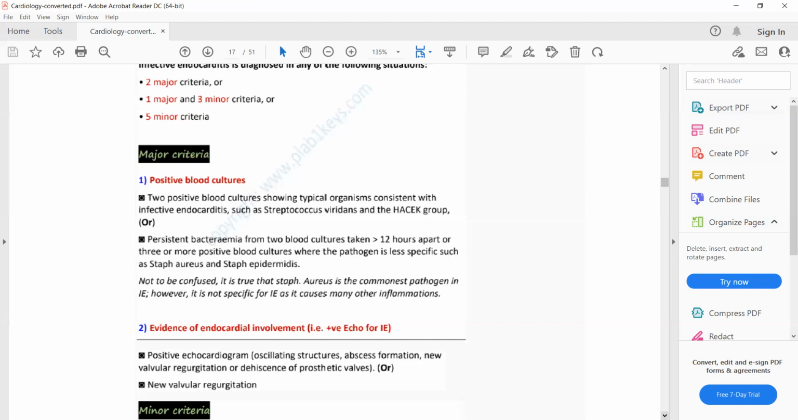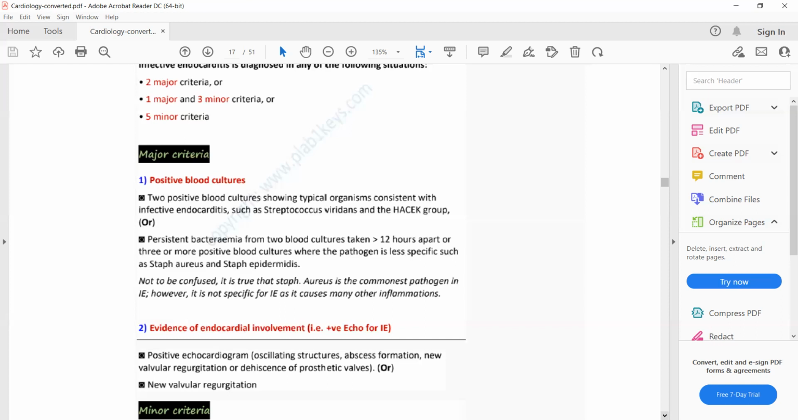So two positive blood cultures with typical bacteria, and three or more positive blood cultures where the pathogen is less specific, such as Staph aureus and Staph epidermidis. For Staph aureus and Staph epidermidis, there should be three or more positive blood cultures because they are not specific for infective endocarditis only. They can cause other infections as well. So this is the first major criterion, that is positive blood culture: two positive blood cultures for typical organisms, and three or more positive blood cultures for atypical organisms.